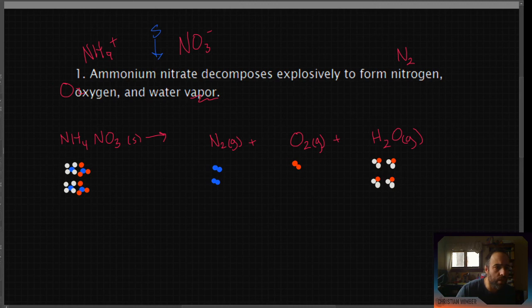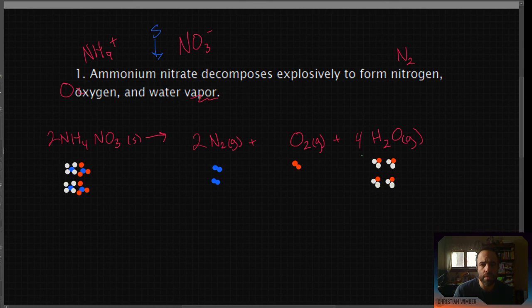So now we have to go ahead and write that down. So we needed 2 of these NH4NO3s. We needed 2 of these nitrogen molecules. We only need 1 of those oxygen molecules. By the way, you don't have to write the 1. I wouldn't mark you down, but honestly, it's traditional to not write 1s for whatever reason. And we needed 4 of these waters, excuse me.